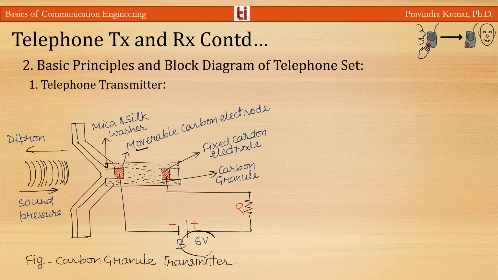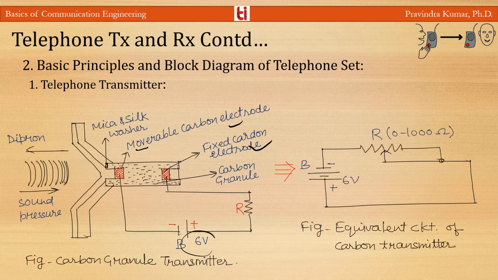The carbon granules are placed between the two electrodes in an insulated chamber. One electrode is fixed to the back of the chamber, while the other electrode is attached to the movable diaphragm. The two electrodes are connected with the battery. The transmitter offers an electrical resistance to the flow of the current, which is the resistance of the carbon granules, when the diaphragm moves inward and outward. Due to the sound pressure, the pressure on the carbon granules also changes, so the resistance of the carbon granules also varies with the changing pressure, and so the current flow between the two electrodes also varies, and the current variation corresponds to the sound pressure.